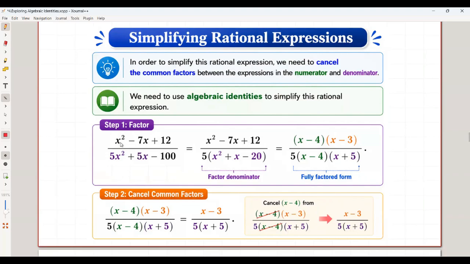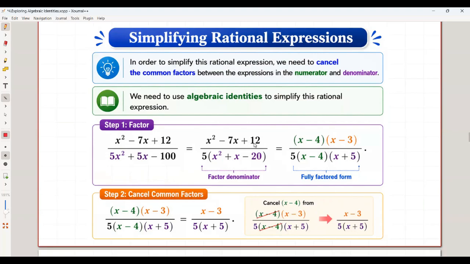We are going to divide one expression by another expression. For example, x square minus 7x plus 12 divided by 5x square plus 5x minus 100. How to divide this expression by this expression? We have to find the factors, then cancel the common factor. If it's a perfect square, you can go with the identity formula. In case it's not a perfect square, you can go with the cap method. In the numerator, there is no perfect square, so we can go with the cap method.